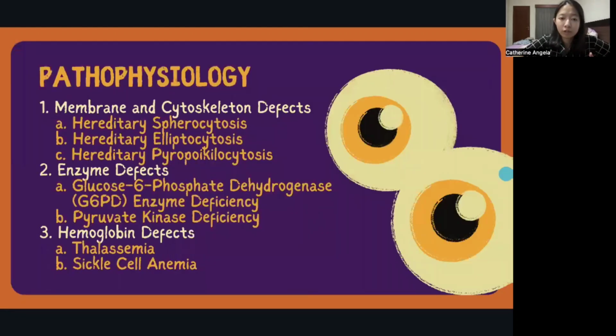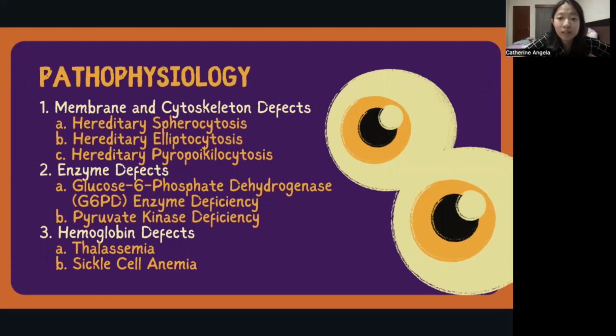So in general, the pathophysiology of congenital hemolytic anemia is due to processes which are due to membrane and cytoskeleton defects, enzyme defects, and hemoglobin defects. In membrane and cytoskeleton defects, gene mutations lead to an alteration of the membrane shape, thus making either the spleen break the cells prematurely or the membrane shape alteration directly impacts on hemolysis. Some examples of the diseases that fall under this category are hereditary spherocytosis, hereditary elliptocytosis, and hereditary pyropoikilocytosis.